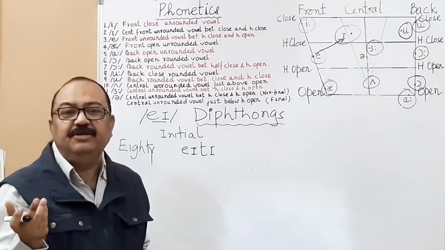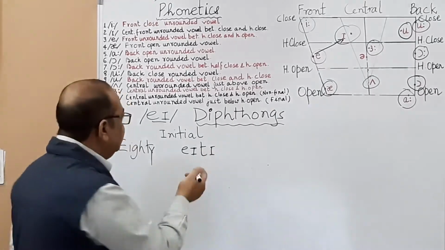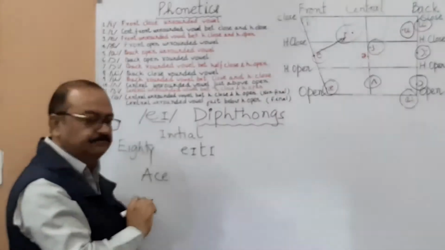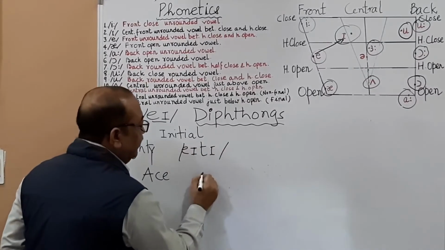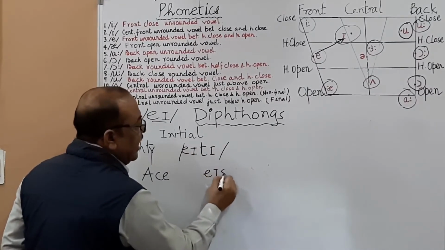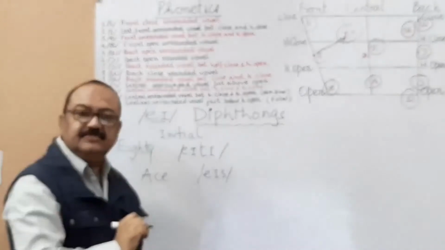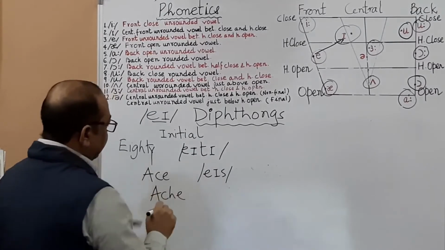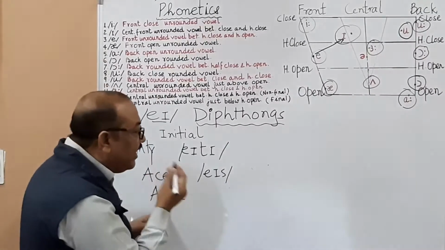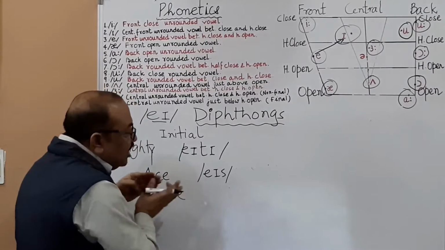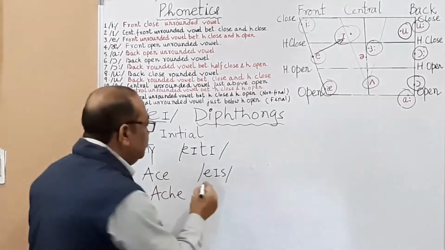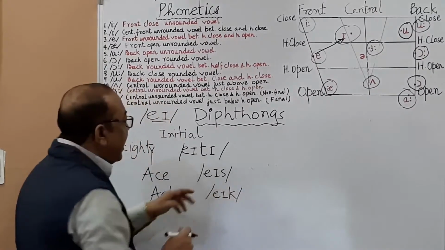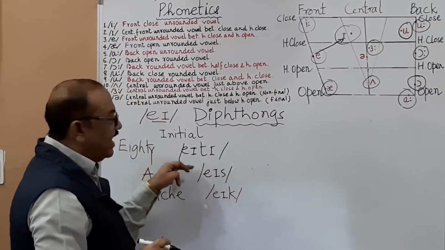Next word can be, for example, ace, which you have in playing cards. How do you write ace? You write ace like this, A-C-E, and you would transcribe it this way. Or for example, ache, headache. Now, like, the sound is changing. How do you write ache? Ache. Ace. Eighty. Eight. This is how.